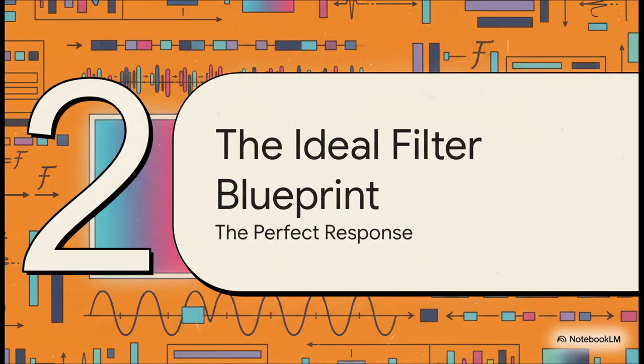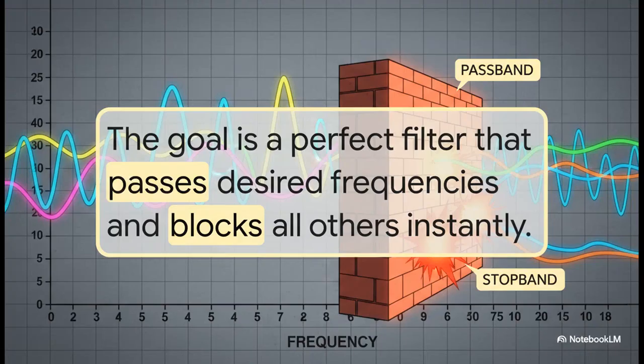Okay, so before we can build anything, we need a blueprint, right? We need to know what a perfect, absolutely ideal filter would even look like, at least in theory. In a perfect universe, our filter would be a literal brick wall. It would let through every single frequency we want with a gain of exactly 1, and then, bam, instantly block every single frequency we don't want with a gain of 0. A perfectly sharp, instantaneous cutoff.